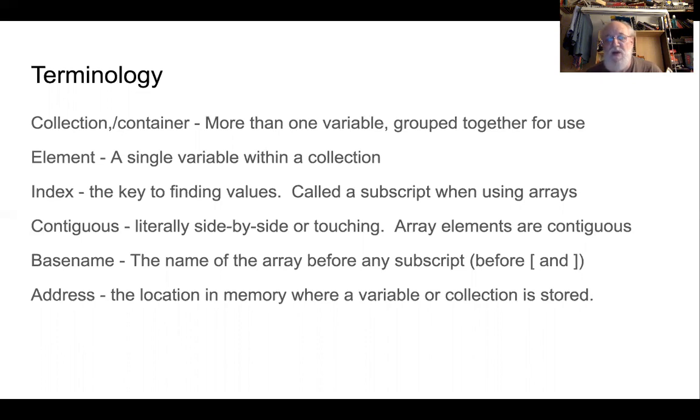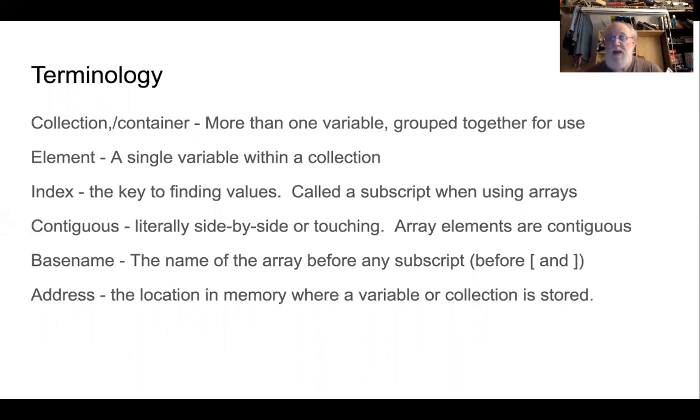An element is a single variable within a collection. Specifically in an array, an element is one variable that's accessed with a numeric subscript. An index is the key to finding values. Now, when you're talking about arrays, we call it a subscript, which is a term essentially from mathematics. But if you think of it in a more general term, what you're doing in an array is providing a key, and that key finds and unlocks a particular element of the array and lets you either read it or modify it.